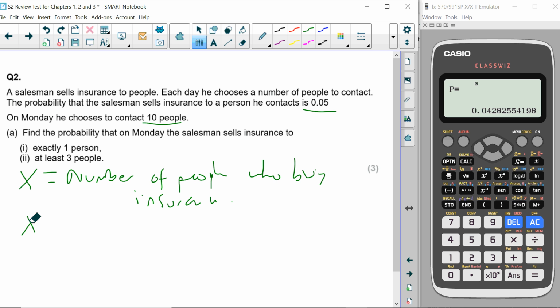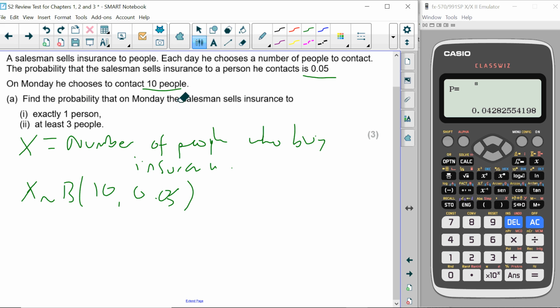Okay, and that means that X is going to be binomially distributed with N equal to 10 and probability 0.05. So I've now got my binomial distribution set up. The question we're given is to find the probability that it sells to exactly one person. So for part I, we're looking at the probability that X is equal to 1.